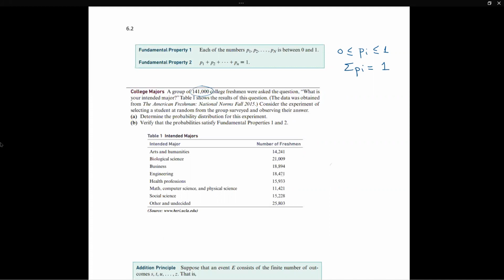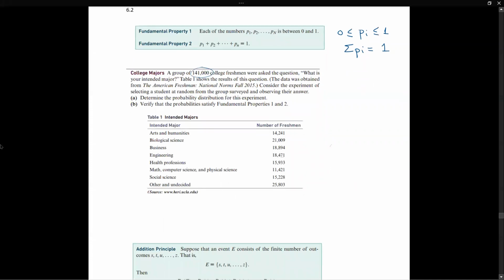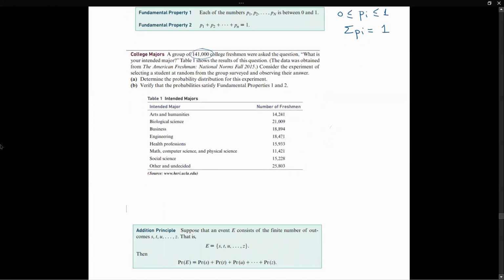So this is a check. So let's look at this example. A group of 141,000 college freshmen were asked a question about the intended major, and this table, the reference for it is there, and this is from your textbook as well. So determine the probability distribution for this experiment.